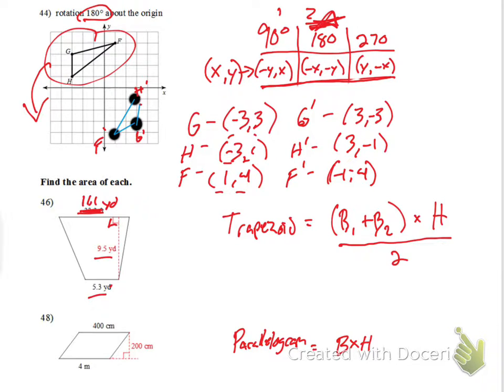So then, again, I do my equation. 11.1 plus 5.3 is equal to 16.4. Multiply that by 9.5, 155.8, and divide that by 2, which is going to equal 77.9. So it'd be 77.9 yards squared. That's my final answer. And then we just got another basic parallelogram with 2 bases.